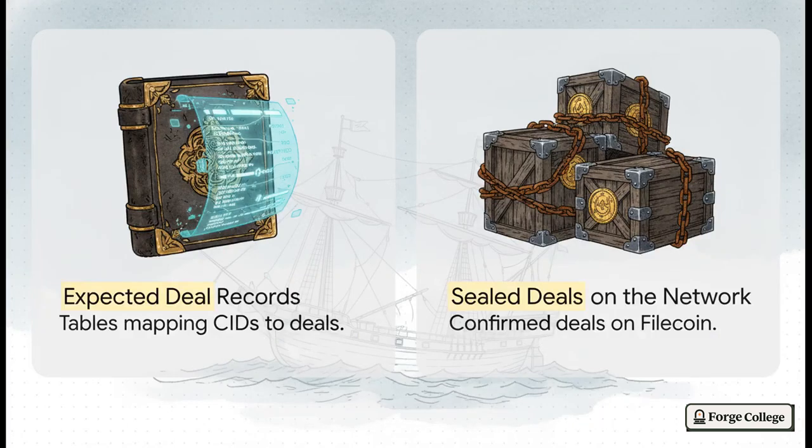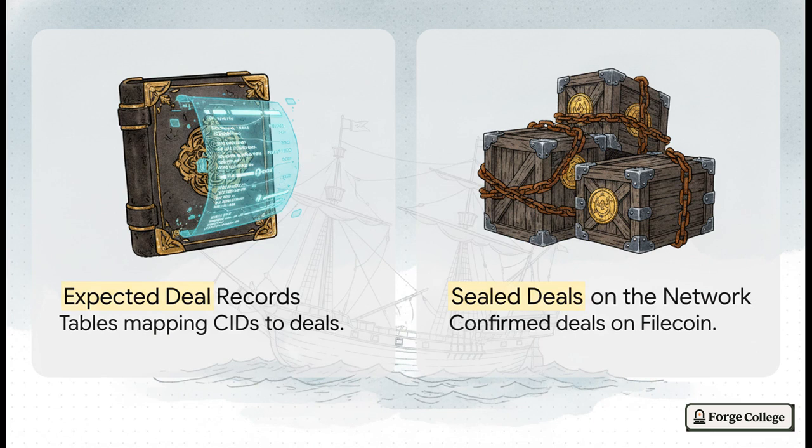Now, for those of us using Filecoin for deep archival, we have to verify ingestion. We do this by comparing your expected deal records against the actual sealed deals on the network. You need to query your Filecoin client or maybe your Powergate API to verify that the deals for your CIDs are actually present and sealed.